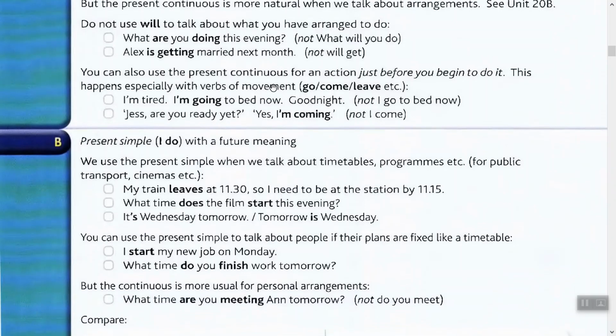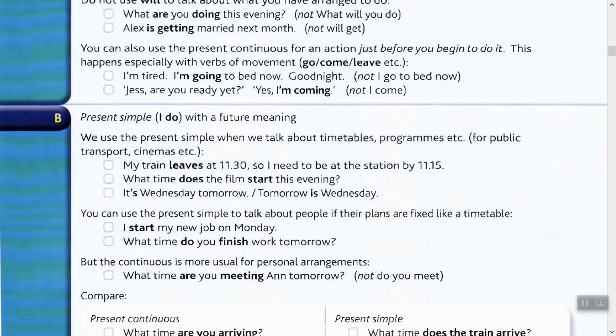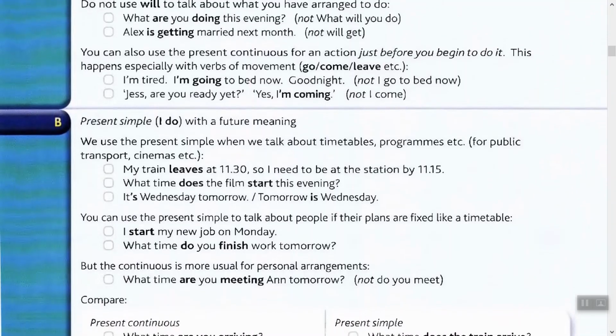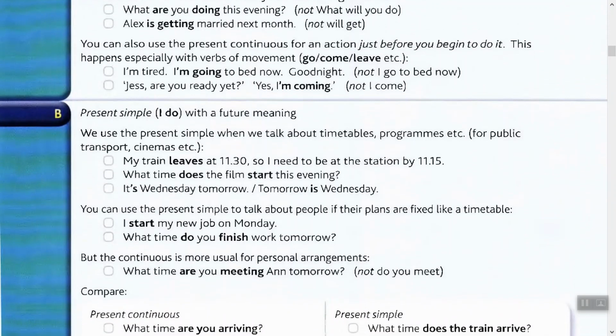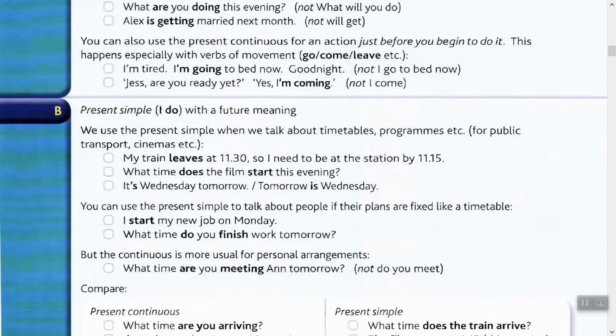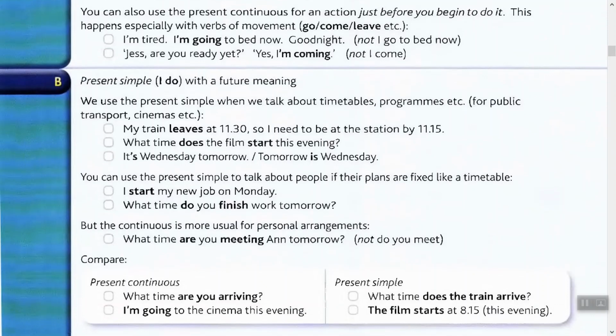You can also use the present continuous for an action just before you begin to do it. Sentences with the verbs: I'm tired, I'm going to bed. Are you ready? Yes, I'm coming. This is present continuous, something you are close to doing. I'm tired, I'm going to bed, for an action just before you begin. Are you ready? Yes, I'm coming, not I come.